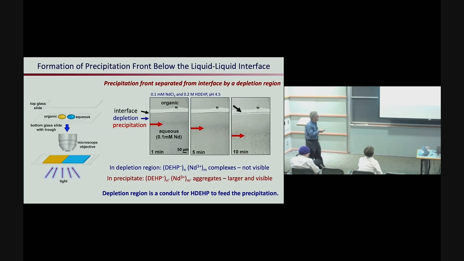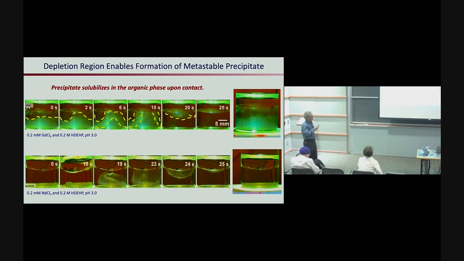Now, the real kicker here is that that depletion layer actually controls the whole process in a very strange way. Because this precipitate that's formed is actually soluble in the organic phase. So if you hadn't separated it by the depletion layer initially, it would never form. It would just do whatever aggregation it wanted to do at the interface, which would just dissolve into the organic phase. So here I've shown you two examples of this.